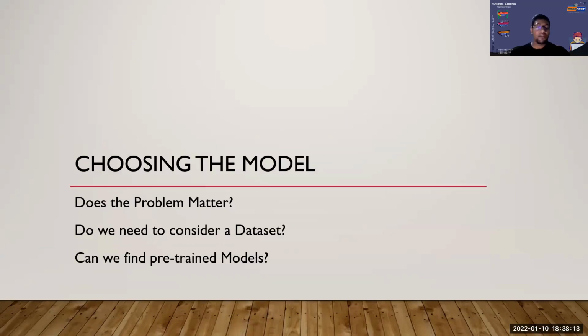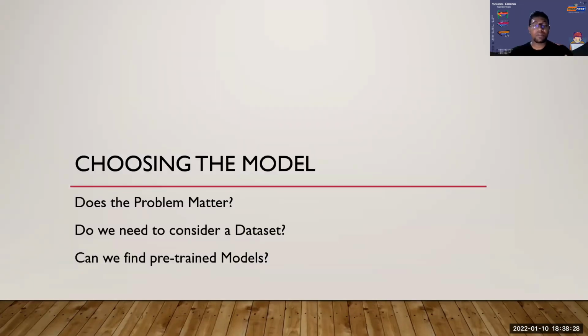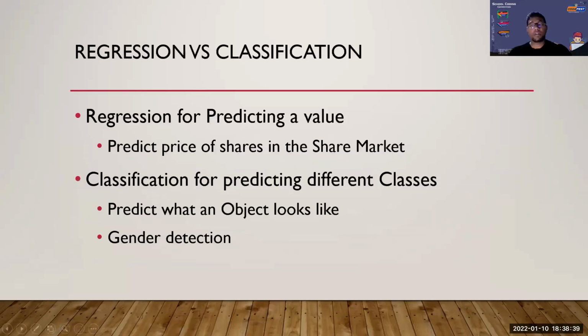So when we try to choose the model, we need to focus first on the problem itself. So since we have analyzed the problem, then when we are going to choose the model, we know what our inputs are going to be like, and then what our outputs should be. So we have a couple of different outputs from different machine learning models.